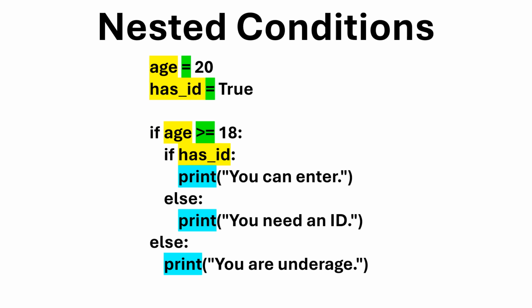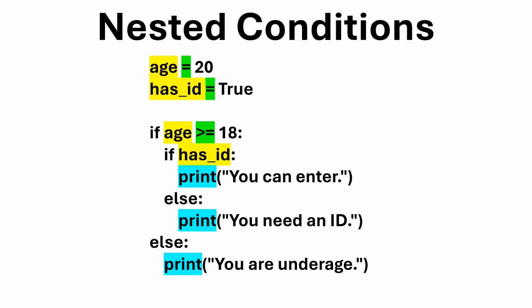In many real-world applications, we often use nested conditional statements to evaluate multiple conditions in a hierarchical manner. For example, imagine we are checking if someone is eligible to enter a restricted area, such as a nightclub or an event. The outer if condition first checks whether the individual's age is greater than or equal to 18. If this condition is true, the program proceeds to evaluate the next condition inside the nested if.